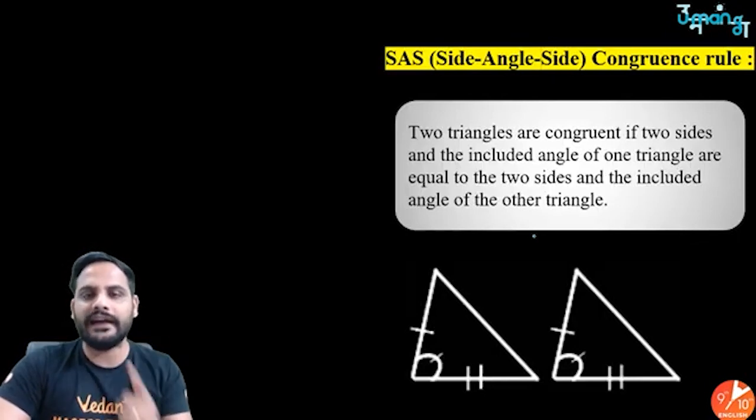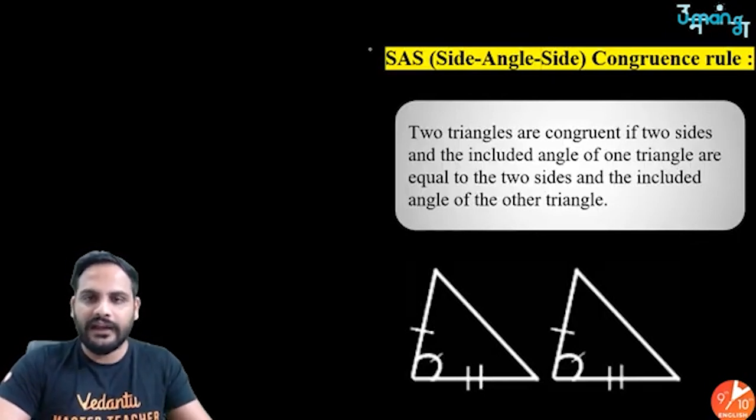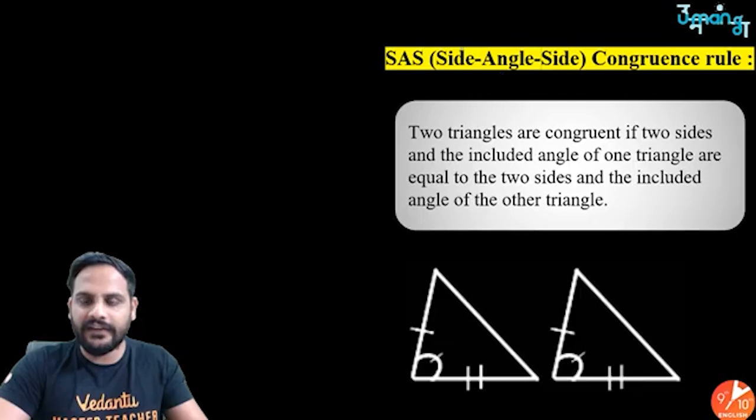So what are these rules? First rule is your side angle side rule. That means, as the name suggests, side angle side. So two sides and the angle between them, whatever two sides you have chosen and the angle between them.